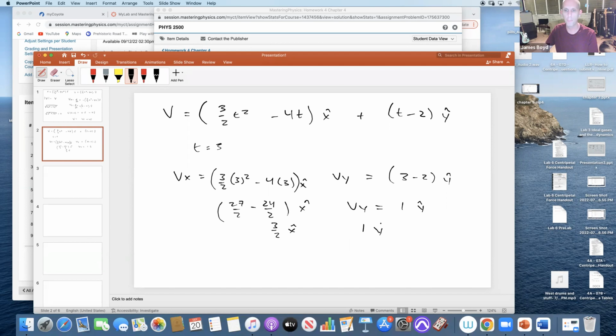This is 1 y hat. To find the magnitude of v, again, we square vx and we square vy and we add them together and get the square root. So 3/2 squared plus 1 squared is 3.25, and take the square root, and I get 1.8 meters per second, obviously.